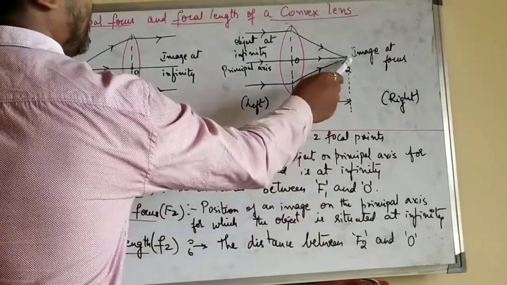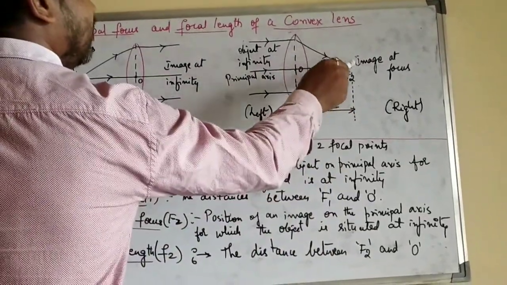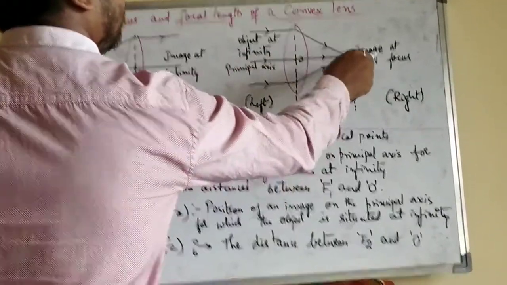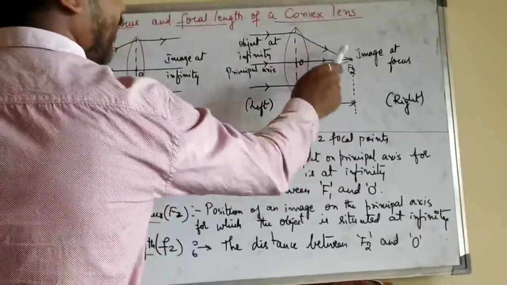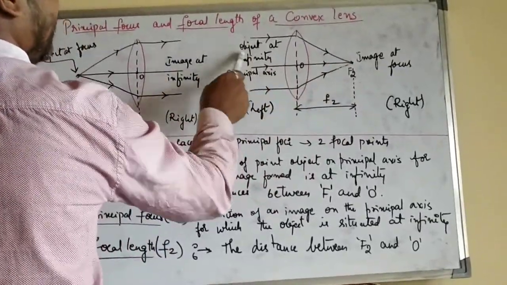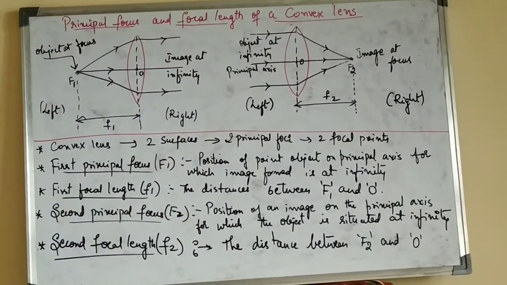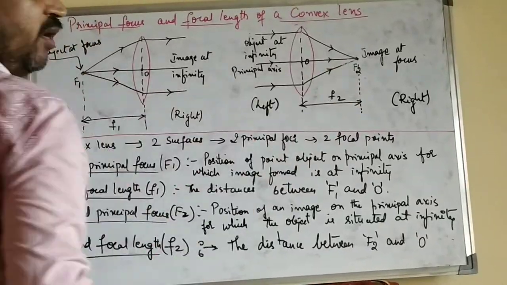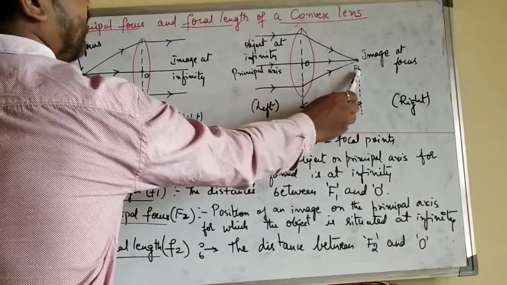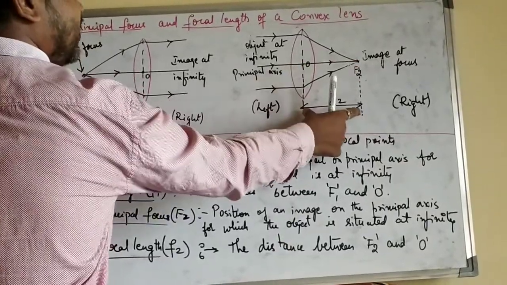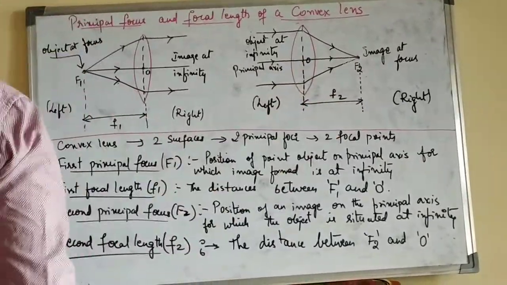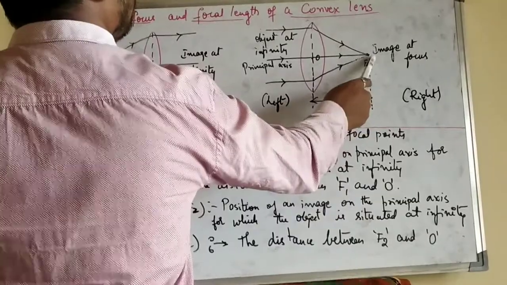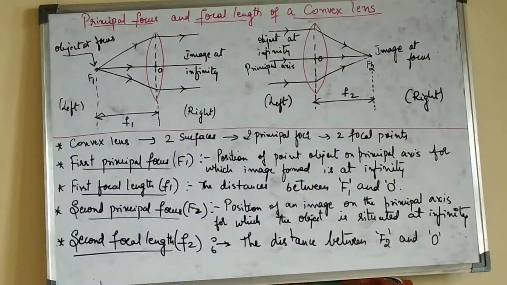I repeat, second principal focus is defined as the point of the image on the principal axis for which the object is situated at infinity. Now we have understood the definition of second principal focus. From this second principal focus to the optical center, whatever distance you get is the second focal length. Okay, second focal length F2 is the distance between the second principal focus and the optical center.